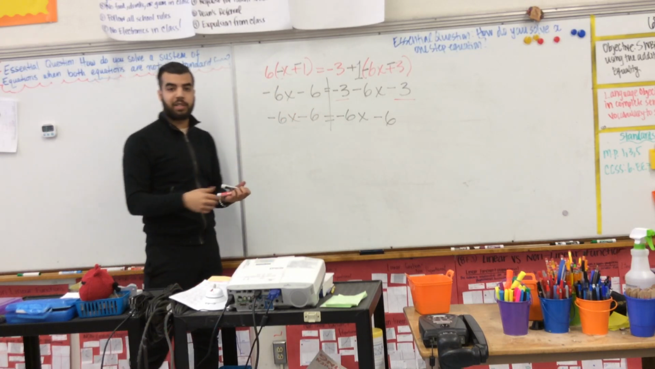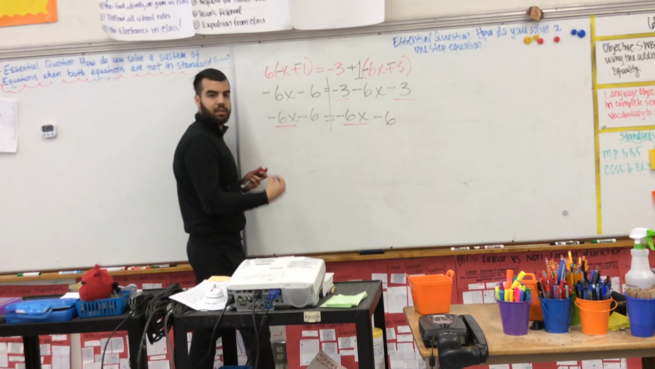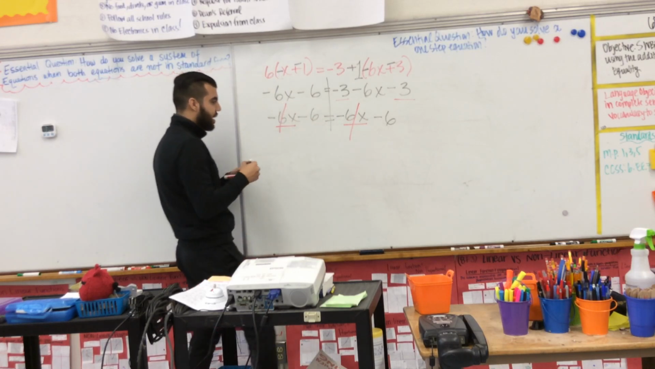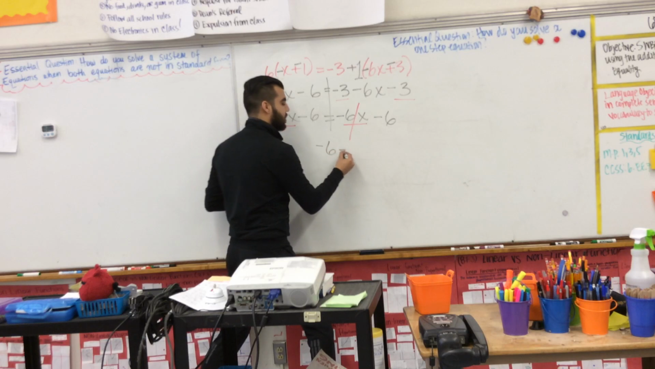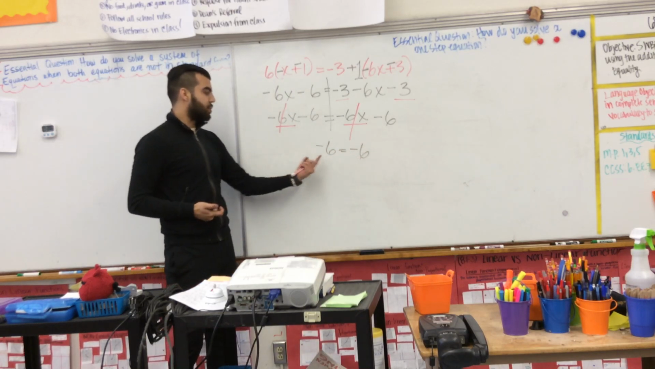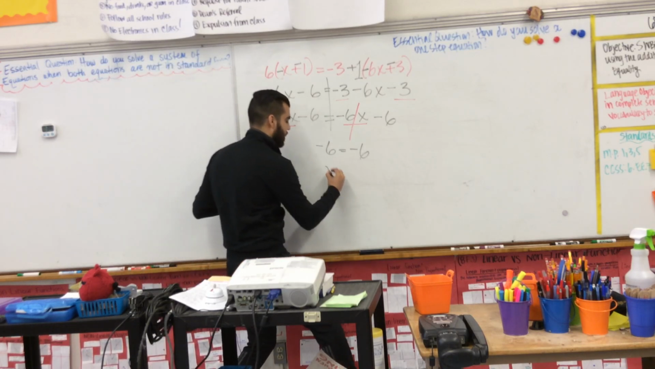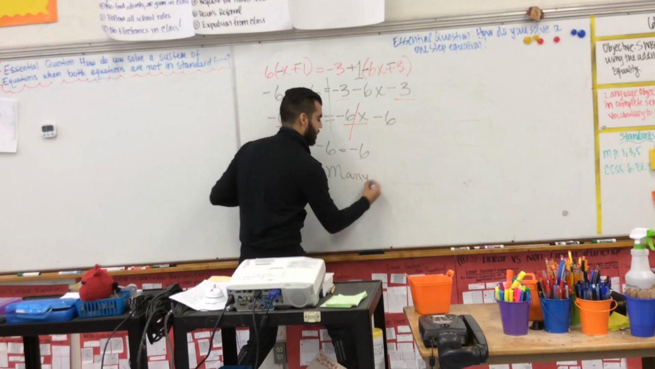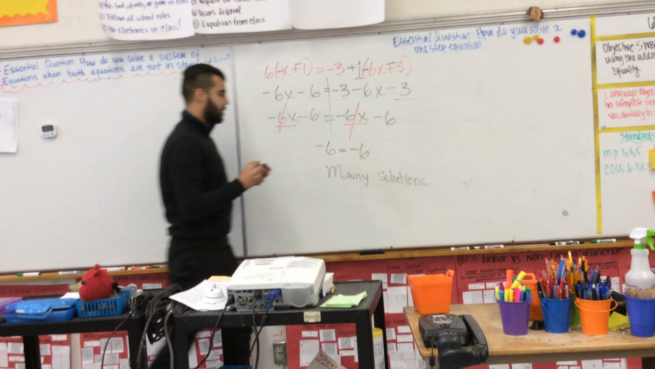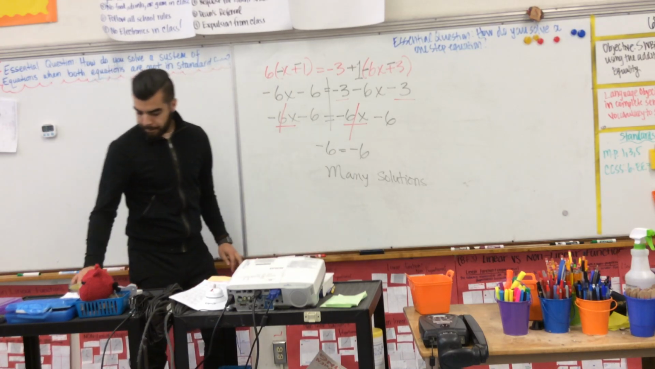Look at that, we have another special case. So we have negative 6x and negative 6x. Those eliminate. Now look at what's left over. We have negative 6 equals negative 6. Is that true or false? Yes, it's true. They're both equal. So you know you have many solutions for this one. So for this one, we get many solutions since it's a true statement.